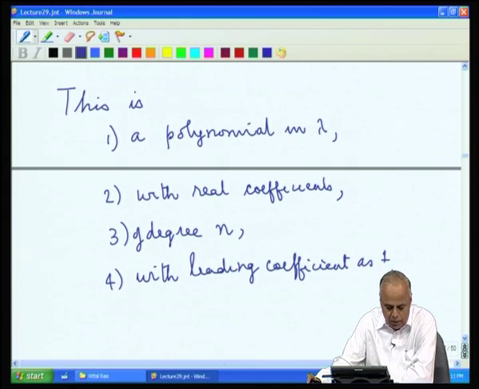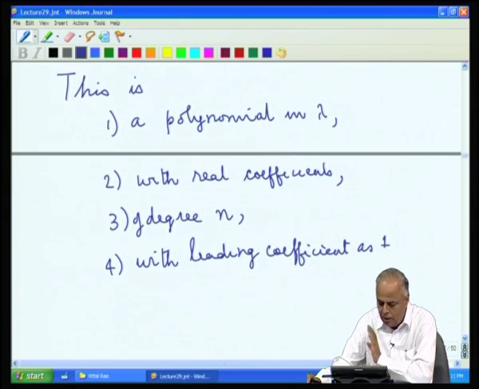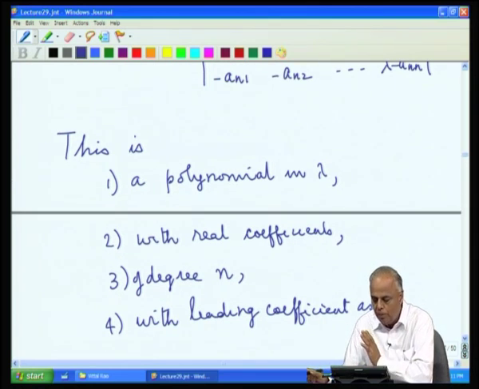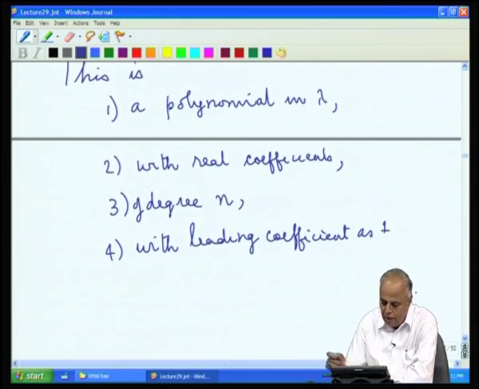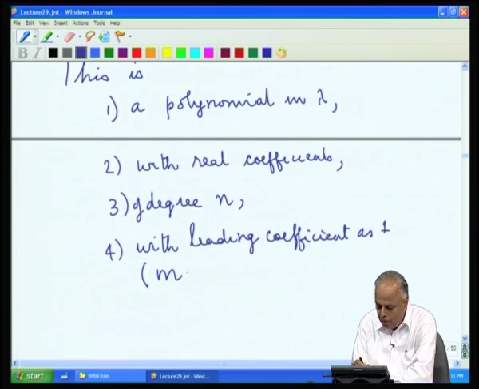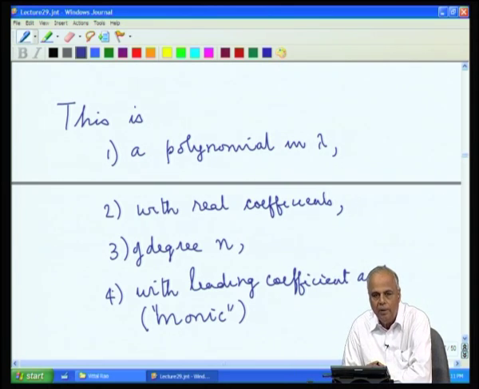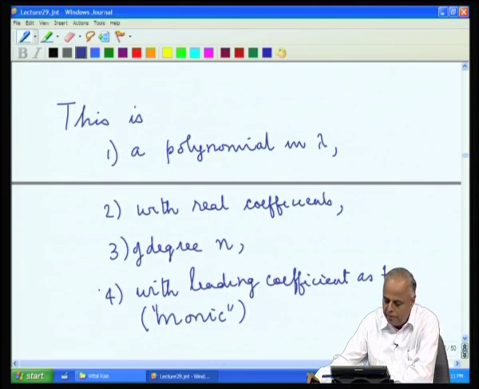So, we have four important properties of the determinant of lambda I minus A. It is a polynomial, it is a polynomial with real coefficients, of degree n, and the leading coefficient is 1. Whenever the leading coefficient is 1, we call it a monic polynomial. So, thus this d lambda is a monic polynomial of degree n with real coefficients. This is called the characteristic polynomial of the matrix A.